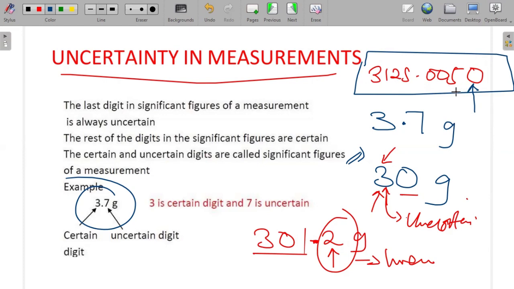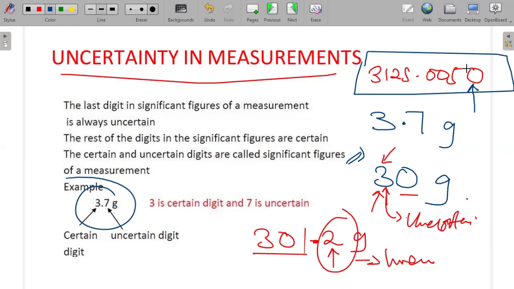So don't be confused when you're given questions. Just take your time, process this rule that I'm telling you here, because it's going to save your life. The uncertain digit is always the last significant figure. If you only have one significant figure, then that same number becomes the uncertain digit, which means we don't have any certain digit in that number.